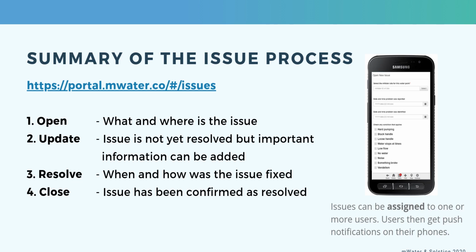Then users can give as many updates as are needed in the course of resolving that issue. It's useful to give an update when the issue is not yet resolved, but something important and of relevance can be added to the information regarding the issue. Then, when the water point, for example, has been repaired, an issue can be marked as resolved, and then additional information can be given at that stage, such as when was the issue fixed and how it was fixed.